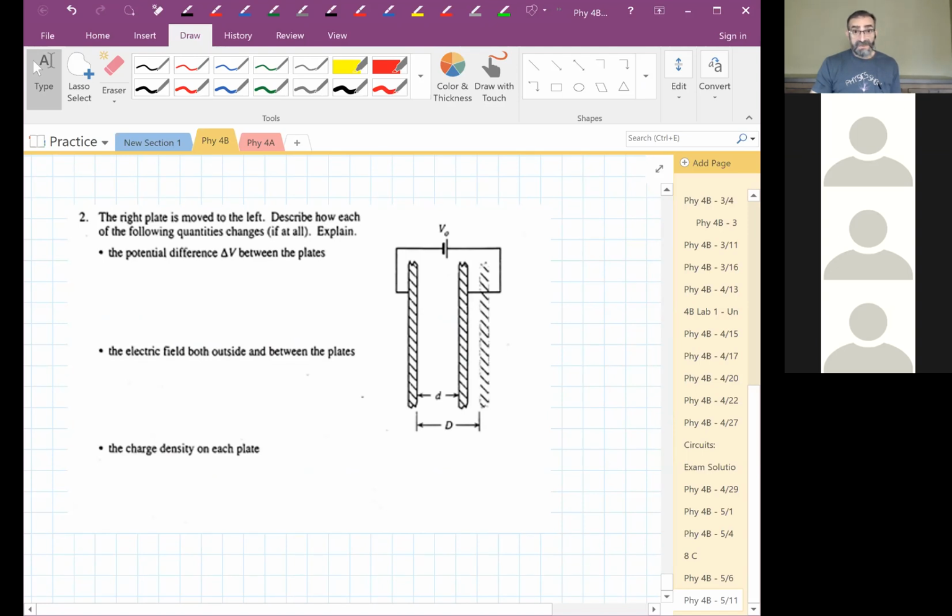Let's do the potential difference first. What happens to delta V? Delta V stays the same because it's hooked up to a constant potential source. That's what a battery is, right? It strives to maintain a constant potential difference. So the battery is going to move charges. There's actually a path for charges to flow between the plates because it's hooked up through the battery. The battery is going to move charges until the potential difference between those plates is just right, whatever voltage it's trying to maintain. So delta V stays the same.